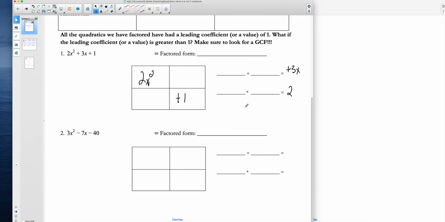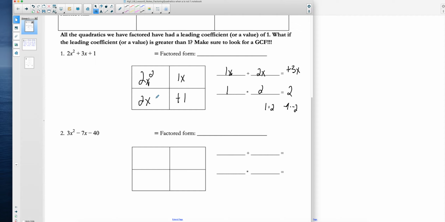And then, once again, we don't have a lot of choices. So we have 1 times 2, or we have negative 1 times negative 2. Since we want to get to a positive 3, we're going to take the first selection. So 1 times 2 is 2, and then we have 1x plus 2x, which is 3x. And then just like what we did before, we're going to take these two terms and drop them into our area model here.